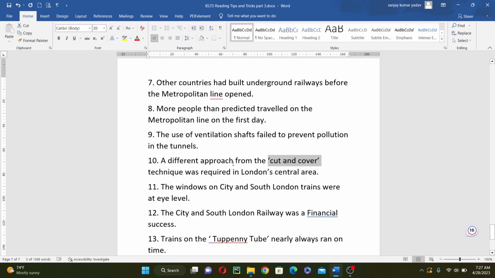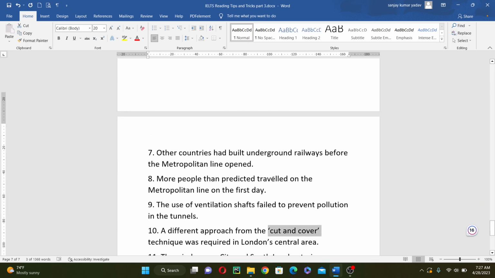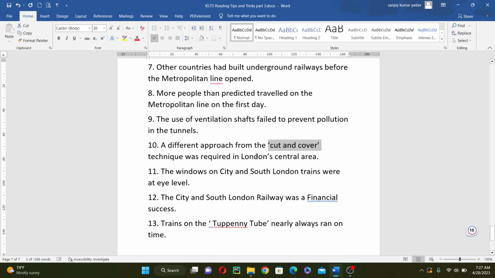Question, cut and cover. So what is the question actually? A different approach from the cut and cover technique was required in London's central area. London's central area, this is actually the keyword. A different approach. This is your different approach. If the approach is different from the cut and cover technique for the London central area, then it's true.